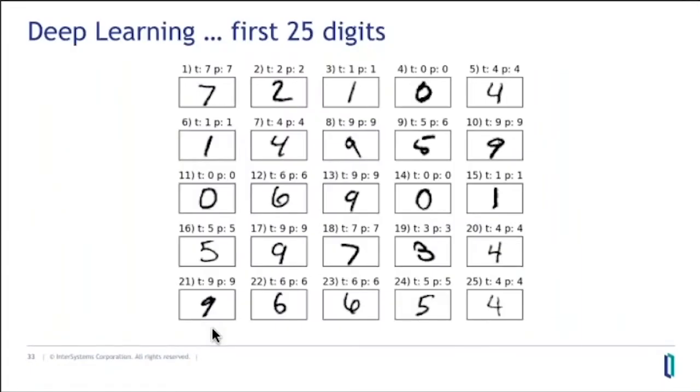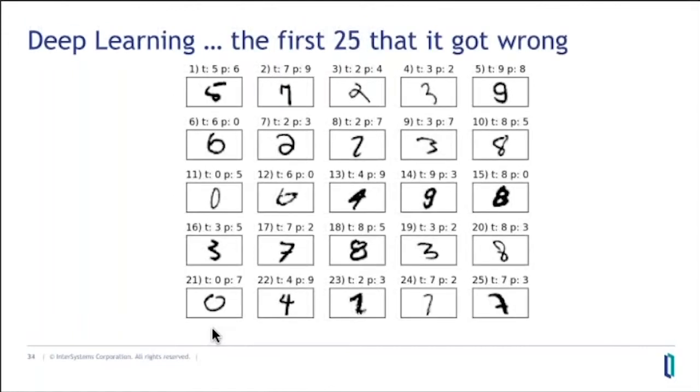So here are the first 25 digits and how well it did. And you can see it got the 9 right now, but it still got this one wrong. Which is understandable. And this is the first 25 that it got wrong, actually. So again, some of these are kind of understandable, but some seem like a 0 to me. Some are okay.